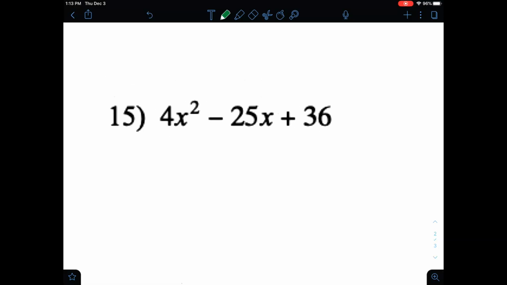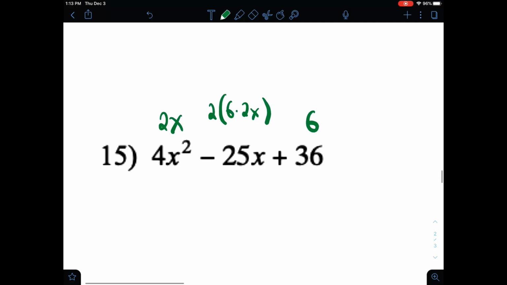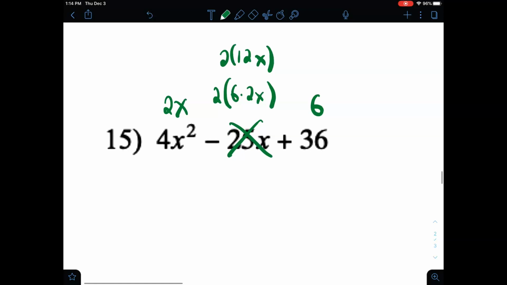It looks like it might be because the square root of 4x squared is 2x. That's a perfect square. Square root of 36 is 6. But we have to check the middle too. The middle is going to be double these square roots multiplied together. It's a, b, and it's a squared, b squared, and it's double a times b. So let's check that though. What is 6 times 2x? It's 12x. What's 2 times 12x? Is that 25x? It is not. So this looks really close to being a perfect square trinomial, but it's actually not.